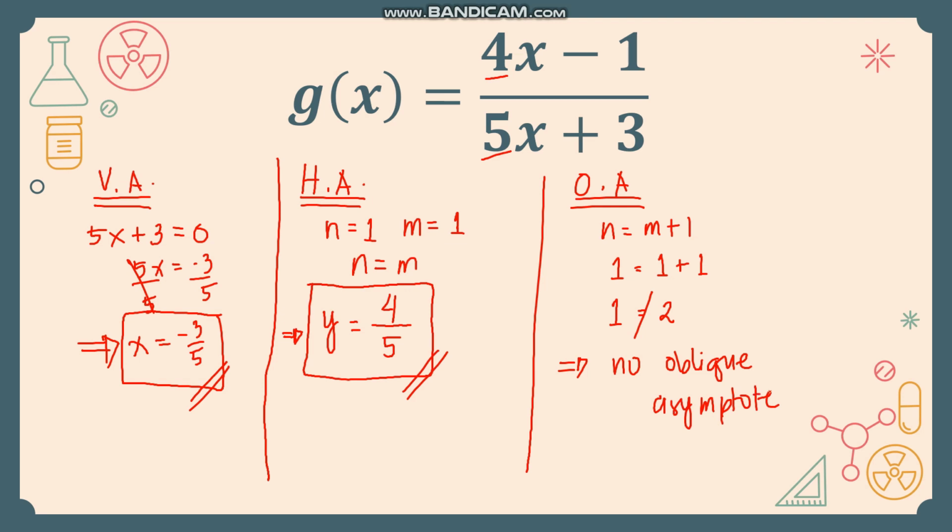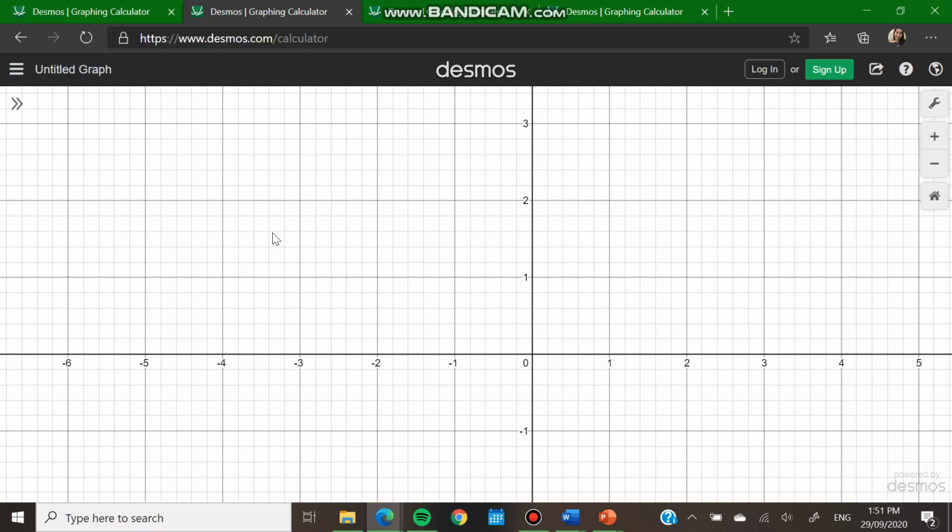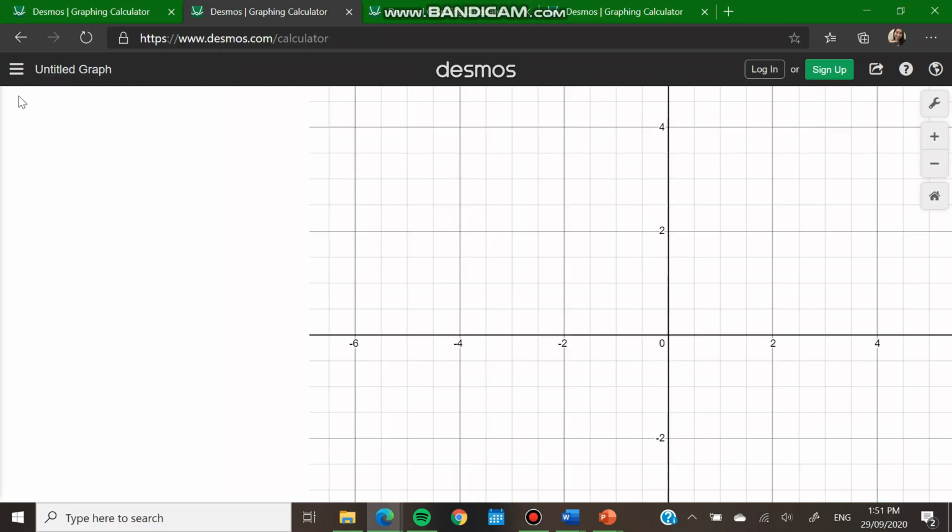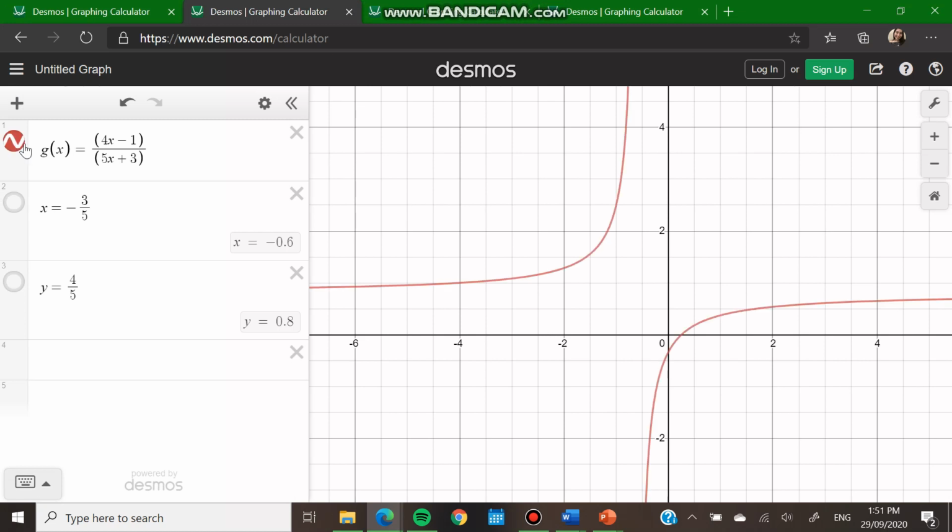So now that we already have the values, the vertical asymptote x equals negative 3 over 5, horizontal asymptote y equals 4 over 5. Now let's try to see again the graph of this. Now for the graph of the function, so this is our rational function. g of x equals 4x minus 1 all over 5x plus 3.